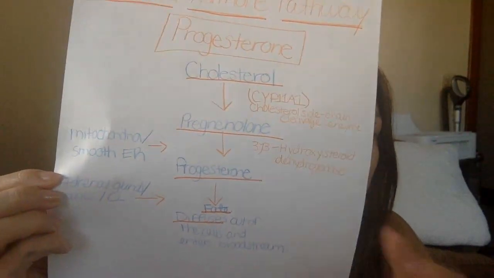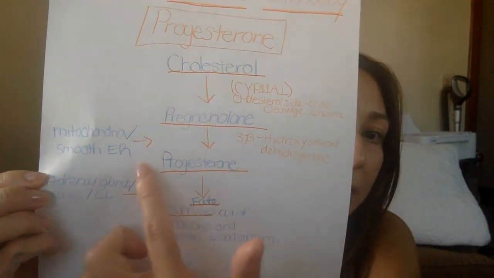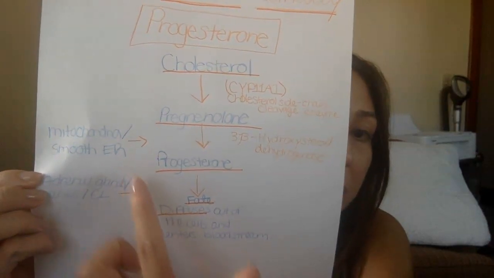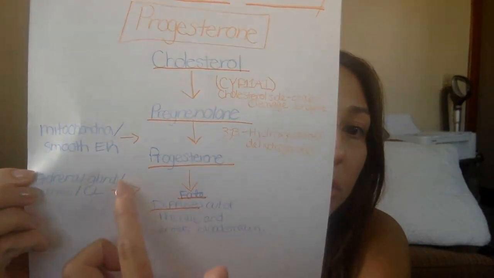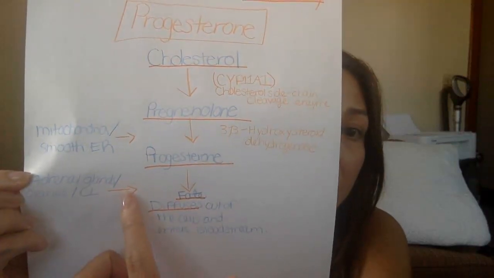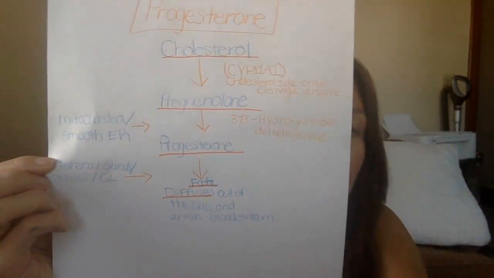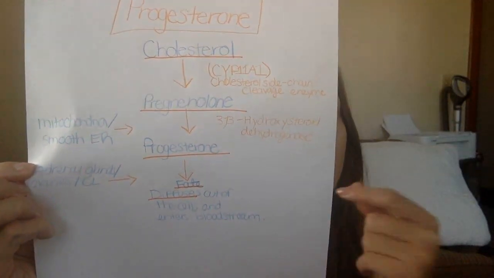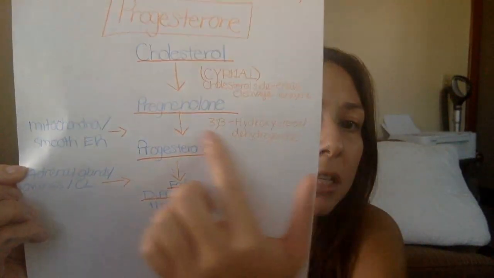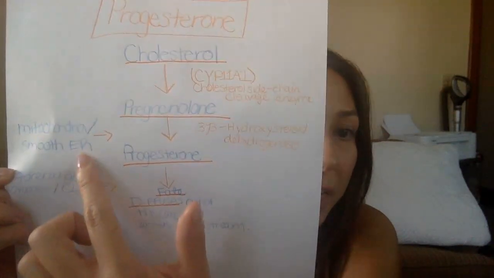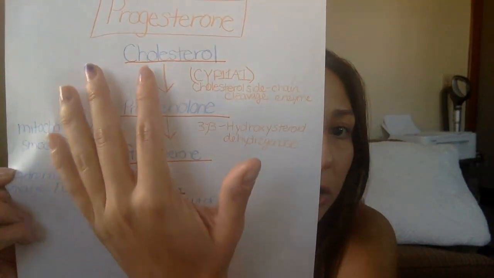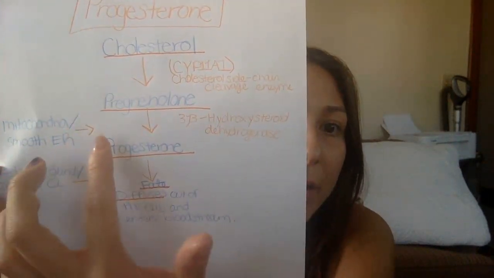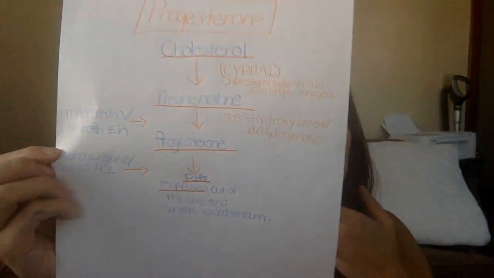If you look here, you can see that progesterone is released from your adrenal glands and from your ovaries, your corpus luteum, and your placenta as well during pregnancy. And this whole enzymatic reaction is going to be happening in our mitochondria and our smooth ER.